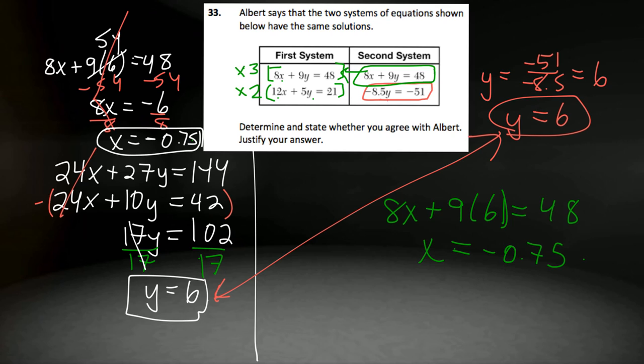So that was a good time saver, but we can see that we do get the same solution for both systems. So you would say yes, we agree with Albert. And that would be because both systems have the same solution, x equals negative 0.75 and y equals 6.